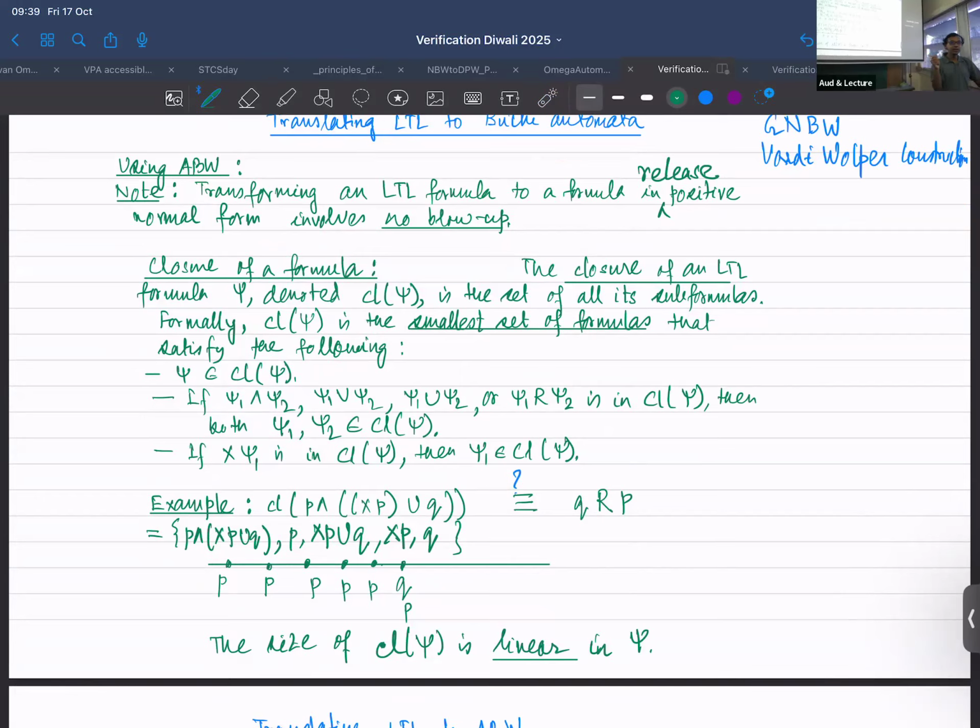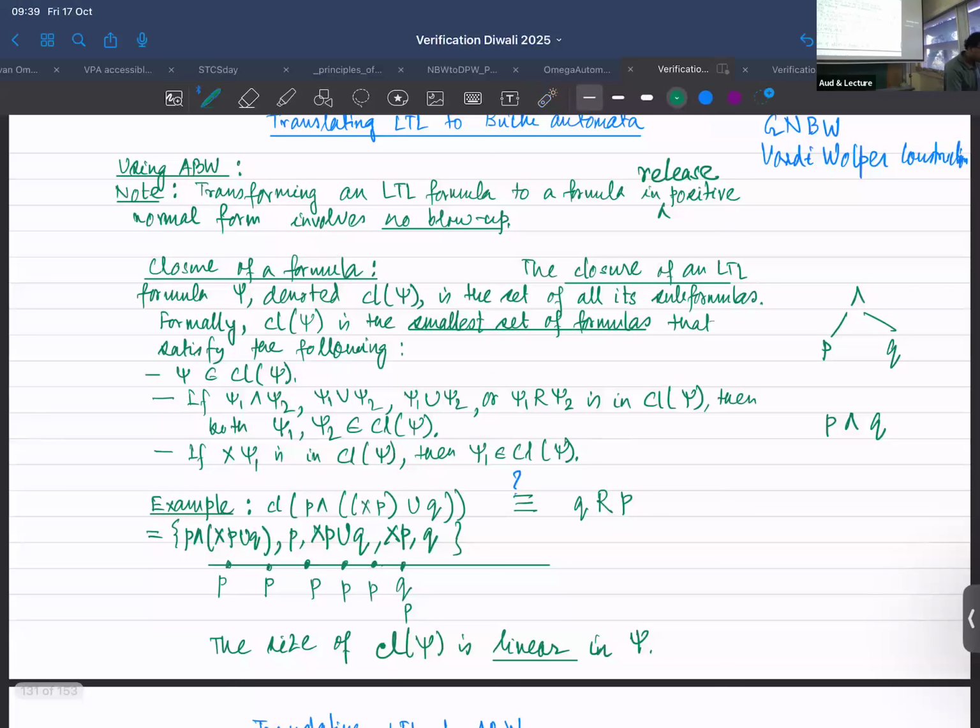You can think of it in the form of a tree, where the topmost node may have some operator, or if the formula itself is just a proposition, then that is the entire formula. Suppose I have something like P and Q, right? So you have P and you have Q. So the closure, what will it have? The closure will have P, Q, and P and Q, right?